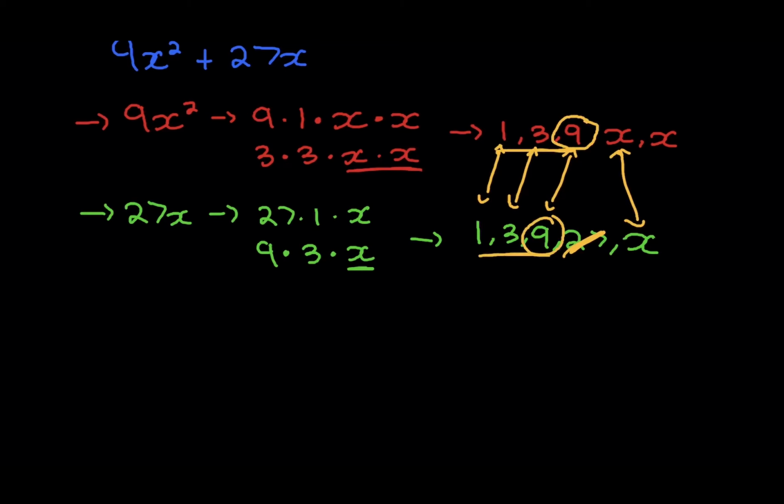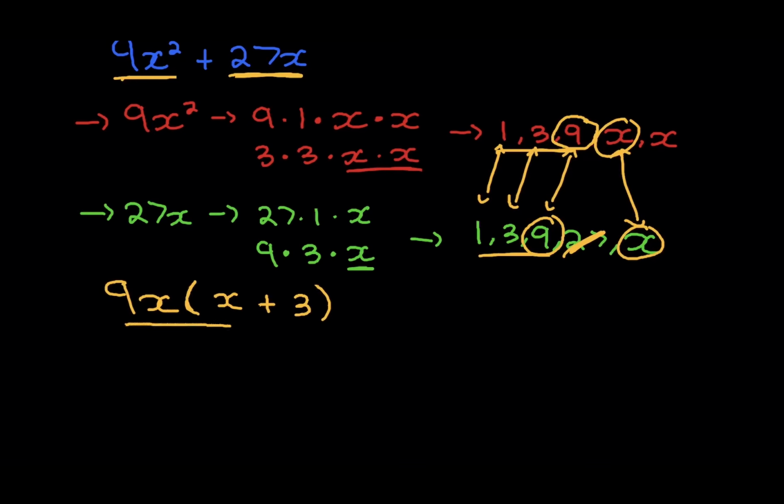From all these numbers, the highest common factor would be 9. And since x is also common, we include this when we factorize. So essentially we're pulling out 9x. What we're left with inside the brackets would be these terms divided by 9x. 9x squared divided by 9x leaves you with x, and 27x divided by 9x leaves you with 3. And this would be your final answer.